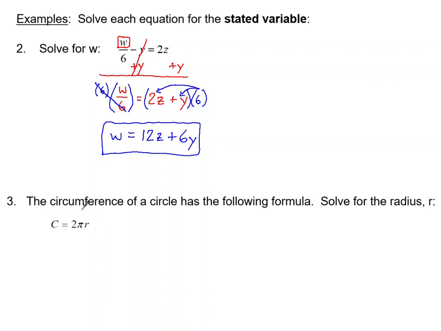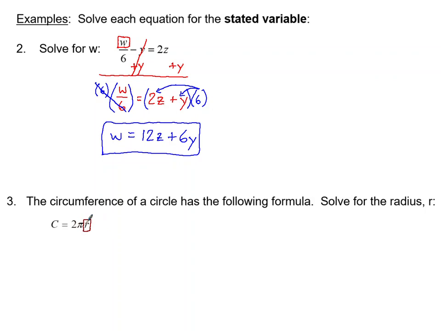Here's a formula. The circumference of a circle has the following formula. Let's solve for the radius, which is r. So let's see where my radius is. I see it right here. I'm going to box that in. I need to get r all by itself, which means this 2 pi needs to go away.